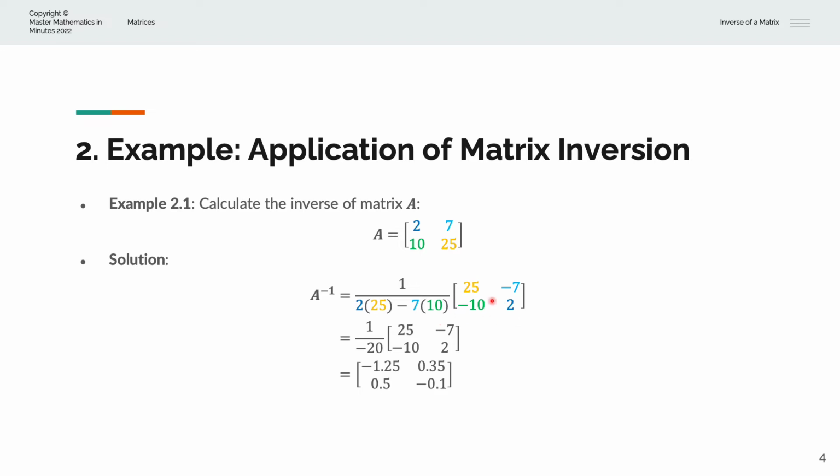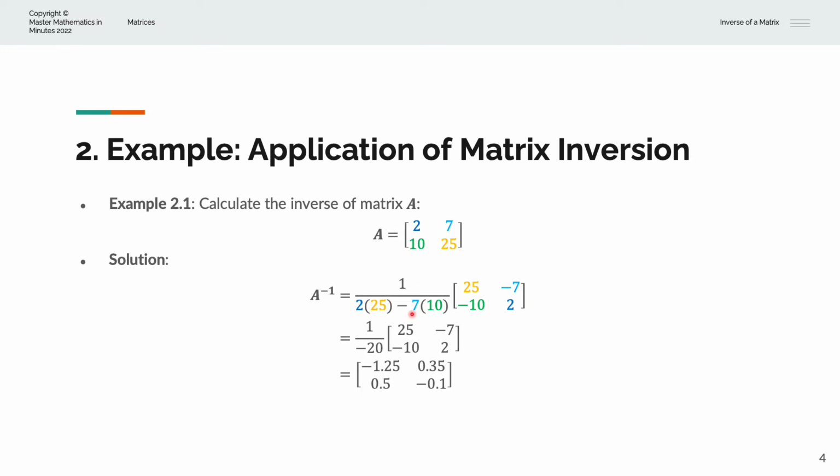And the second step is where we swap the positions of A and D. So we have 25 as the first entry and 2 as the final entry. And the third step is where we put a minus sign for B and C. So we have 7, which is now minus 7, and 10, which is now minus 10. And so we'll simplify this expression.